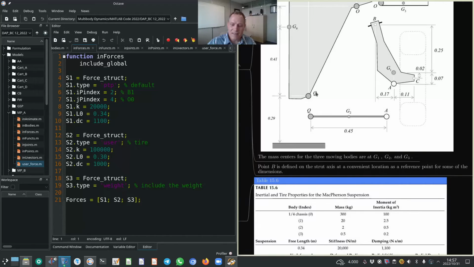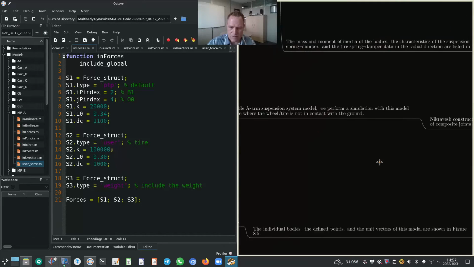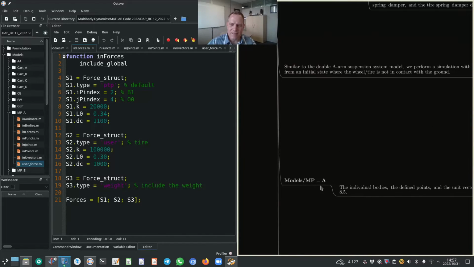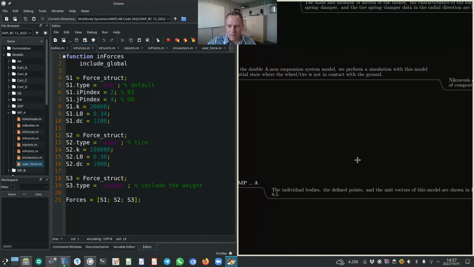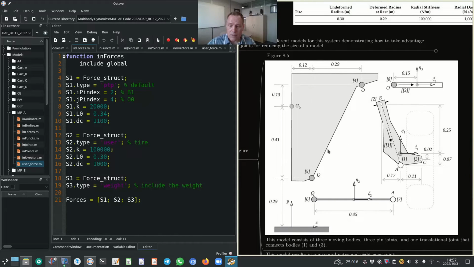So with that said, let's quickly have a look at the first exercise for this multi-body system. It is titled McPherson MP for McPherson suspension _A. Now this is the complete model. So we have a model consisting of 3 moving bodies. So we're not replacing any of the bodies with a composite joint, if you remember. Now in lecture 5 I went through all the input files. I'm not going to redo that in today's lecture.